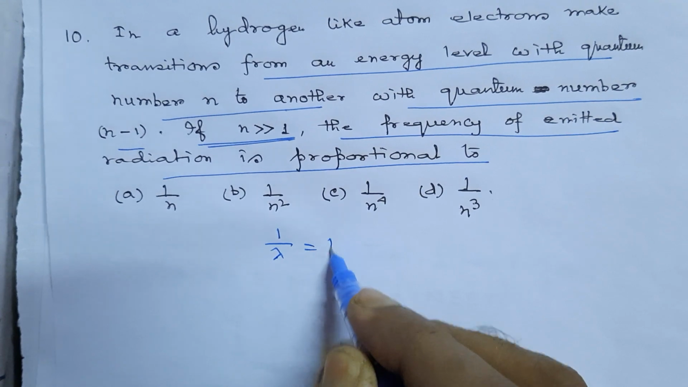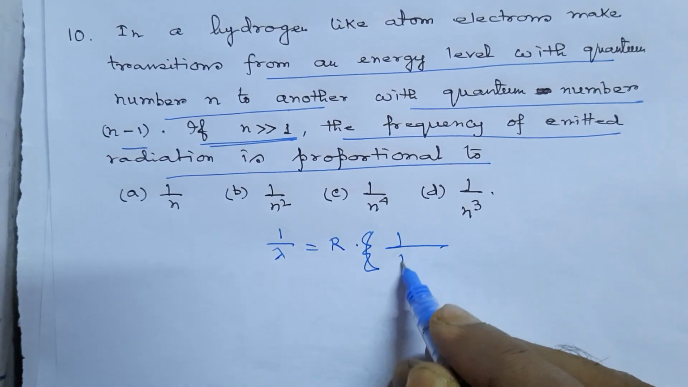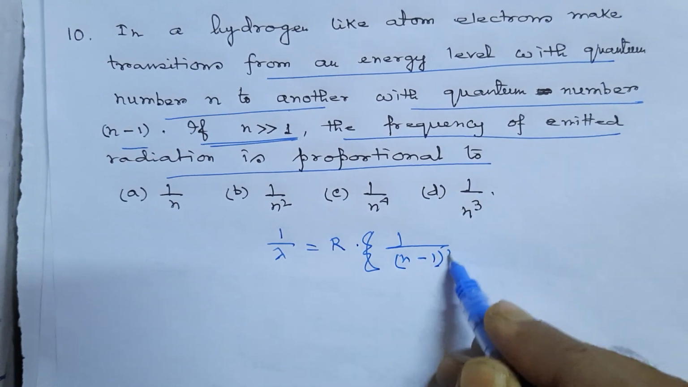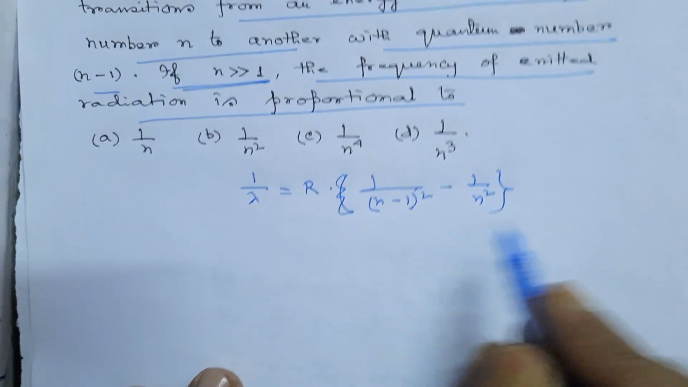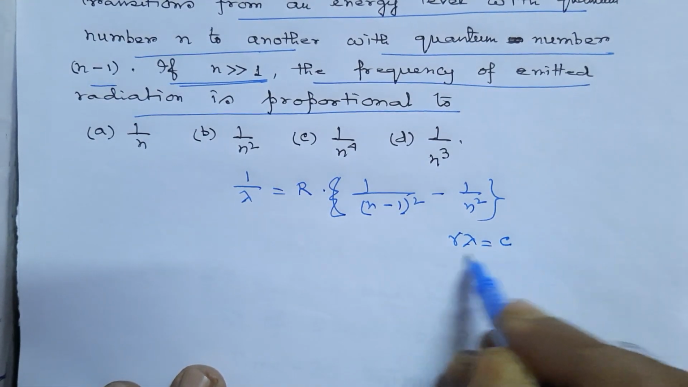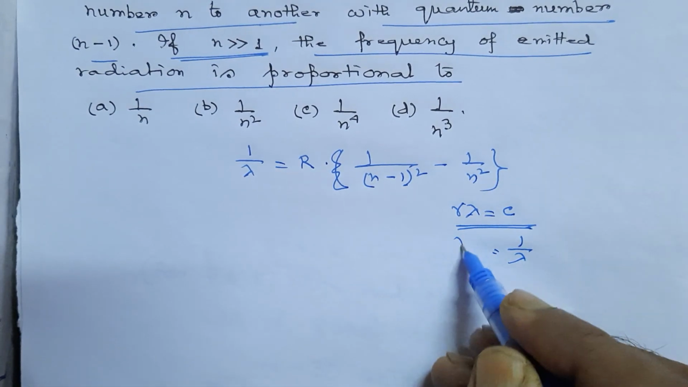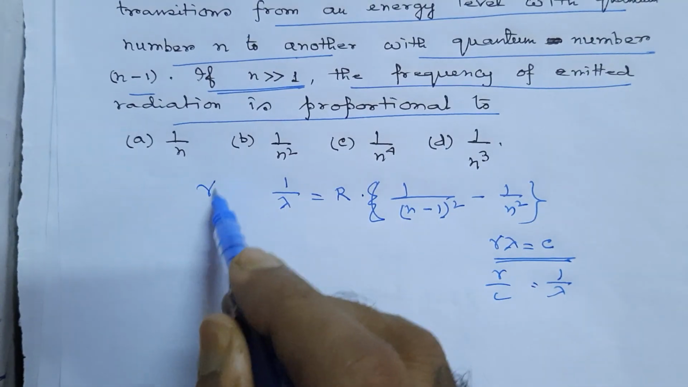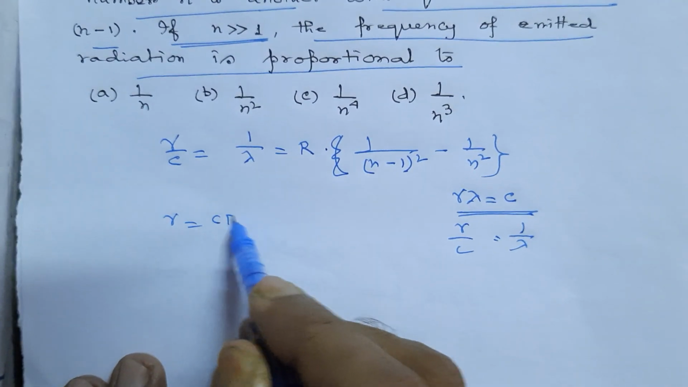1 by lambda equals R into 1 by n1 square minus 1 by n2 square. Here n1 is n minus 1 whole square, and n2 square is n square. Frequency into wavelength equals velocity of light, nu into lambda equals c. So 1 by lambda equals nu by c. So 1 by lambda should be replaced by nu by c. So nu equals c R into what?